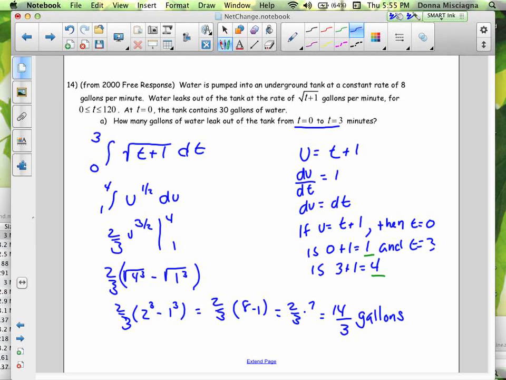Notice that's just the leaking part. We're going to get to the filling in part, because in another part of this question it's going to ask us for how many gallons are in the tank. This just asks for how many gallons of water leak out from the tank, so that's just this part here. But don't worry, we'll get to the pumping in a moment, and then we'll have to combine them.